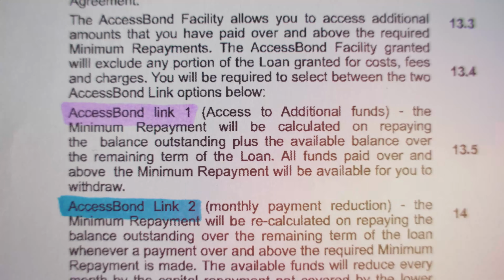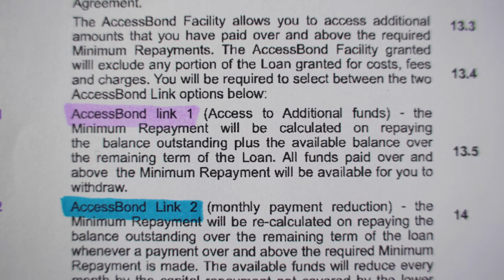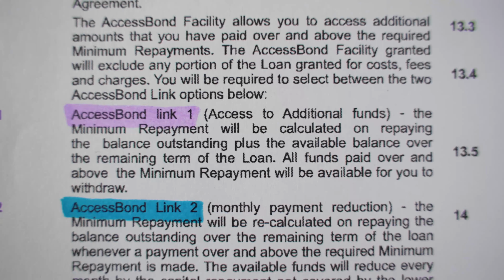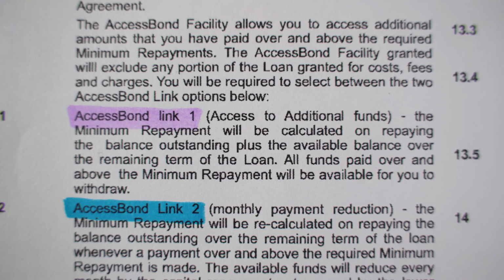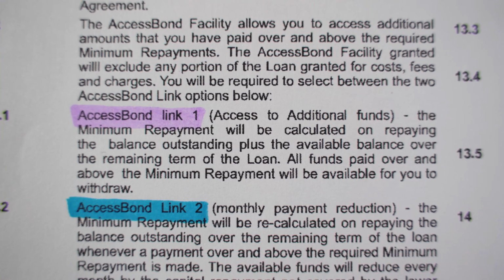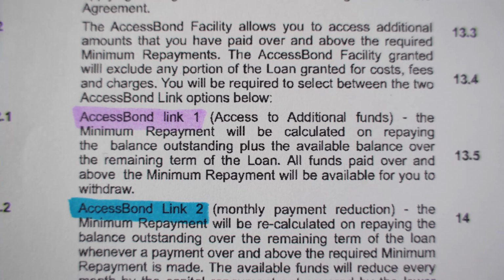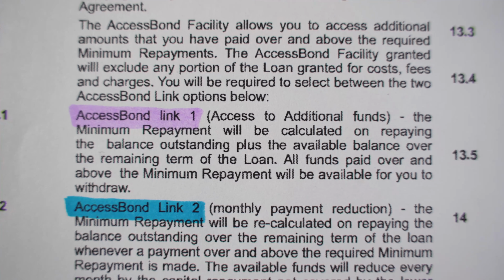The first option, which is highlighted in purple, is called the Access Bond Link 1, and this gives you access to additional funds. I'm just going to read this to you and simplify it in just a minute, but it says the minimum repayment will be calculated on repaying the balance outstanding plus the available balance over the remaining term of the loan, and all funds paid over and above the minimum repayment will be available for you to withdraw.